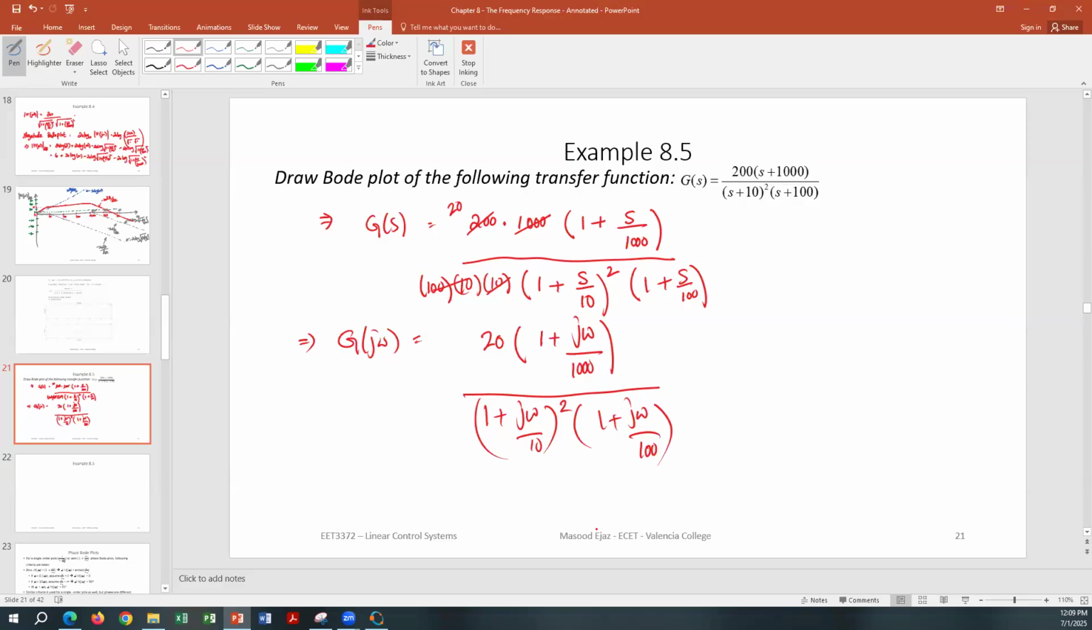How are you going to treat the poles? This is going to start at 10. Up to 10 it is going to be 0. It starts at 10 radian per second, and then it goes down negative 40 decibel per decade because it has the square term. Similarly, this is going to be 0 until 100, and then it goes down by negative 20 decibel per decade. So from the transfer function, you can jump directly to the Bode plot. Let's go ahead and do it on this side.